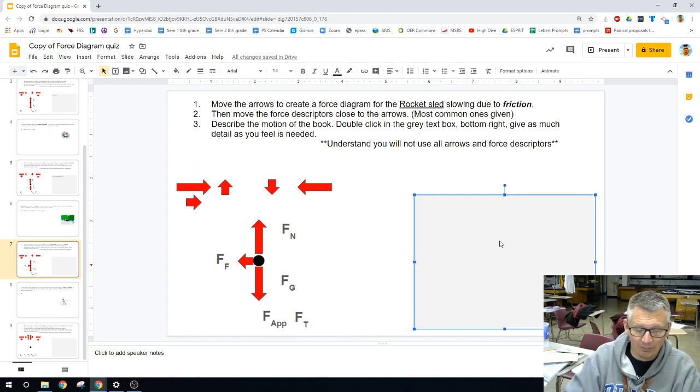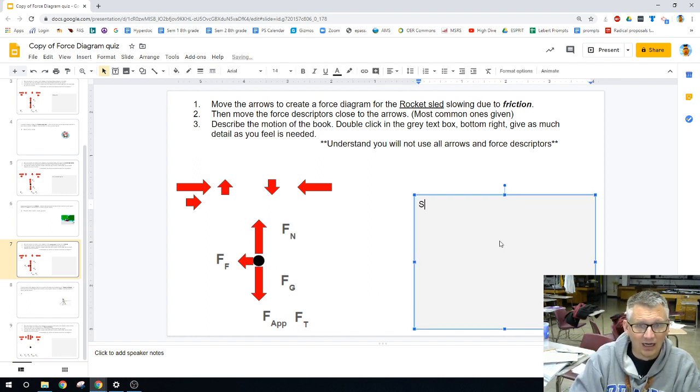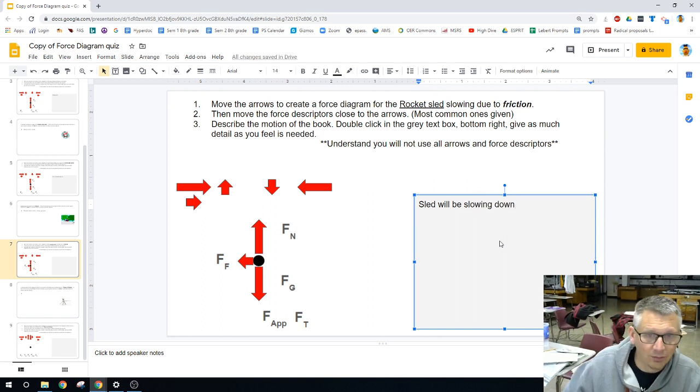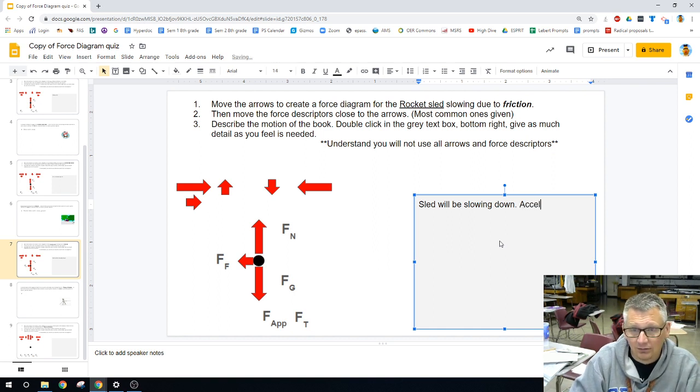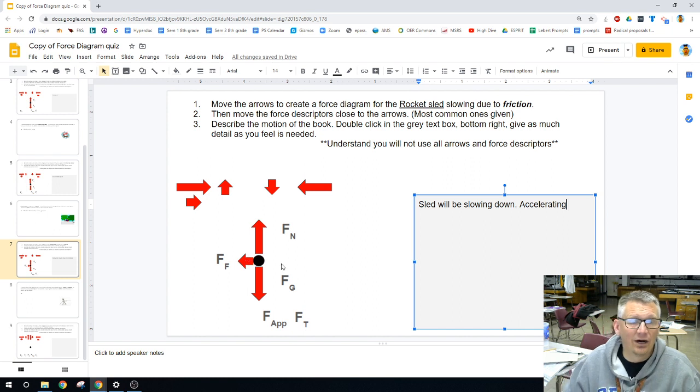Seeing they are unbalanced, the sled will be slowing down, or you could have put deceleration, or you could have just put acceleration, but its speed is changing because we have unbalanced forces there.